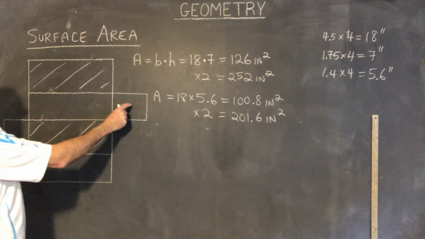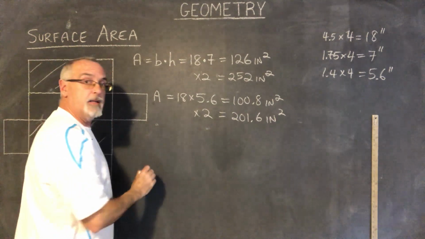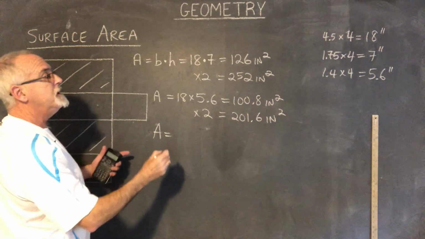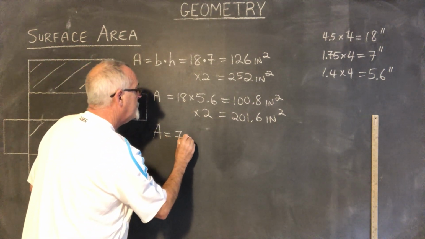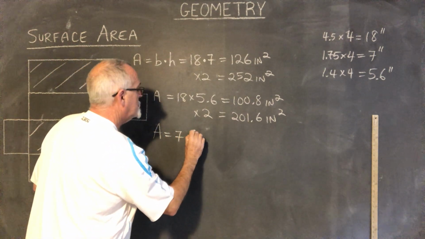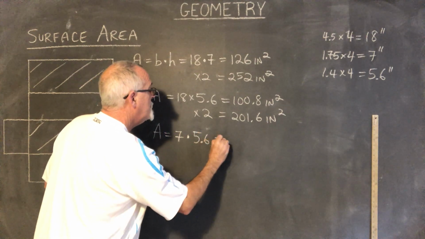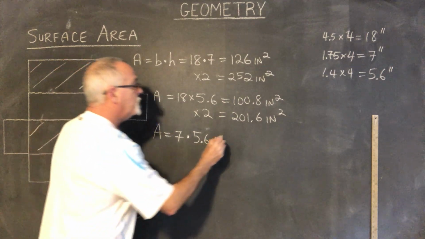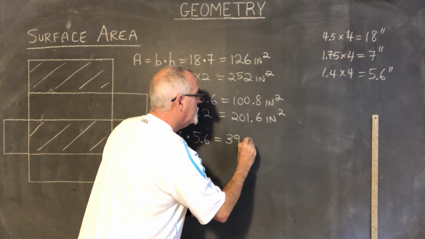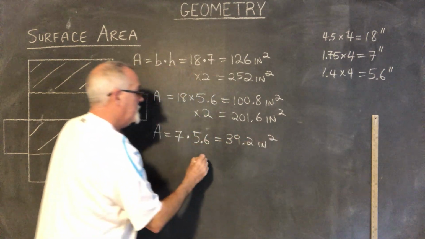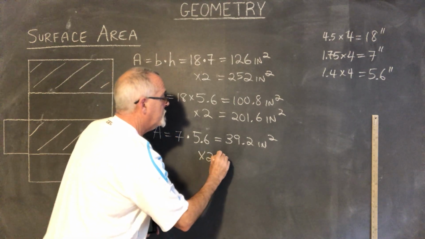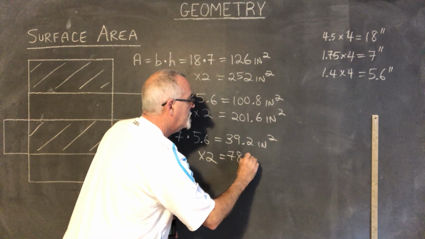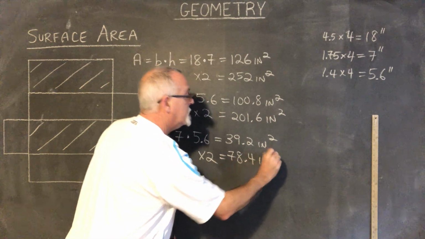We still have to do these small faces. And they are the same even though I oriented them differently. The area is base times height, and it's going to be 7 times 5.6, which is 39.2. Times 2, because there are two of them, equals 78.4 square inches. We're still not finished.